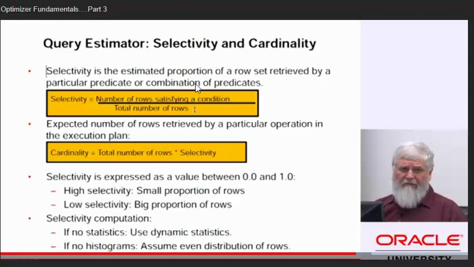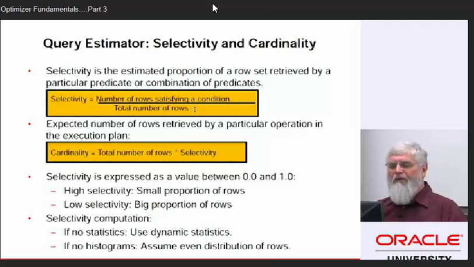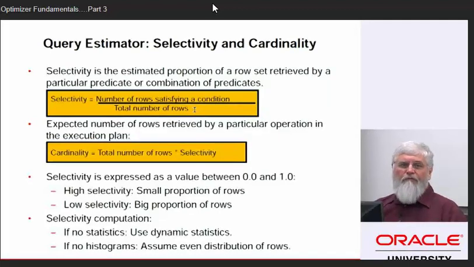The next thing is cardinality. Cardinality is the expected number of rows retrieved by a particular operation in the execution plan. And the cardinality can be calculated from the selectivity using the formula we show here.